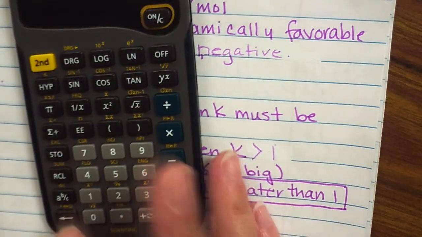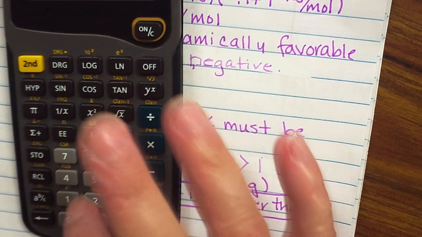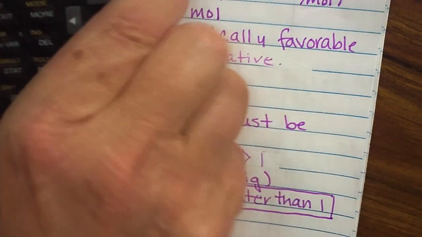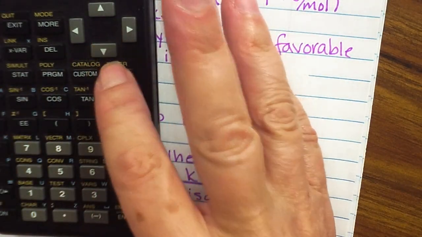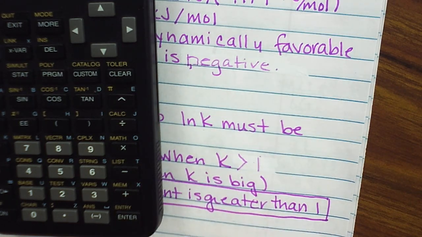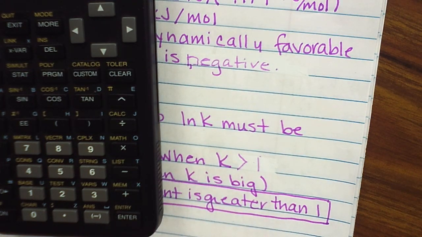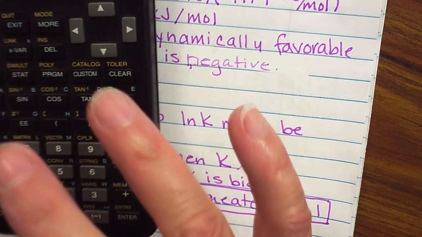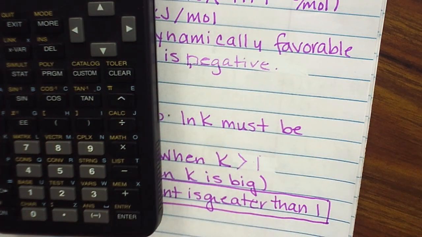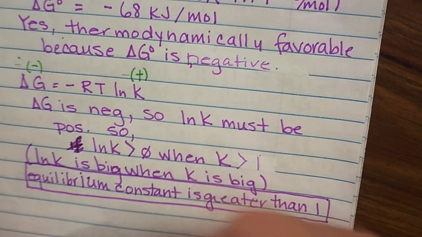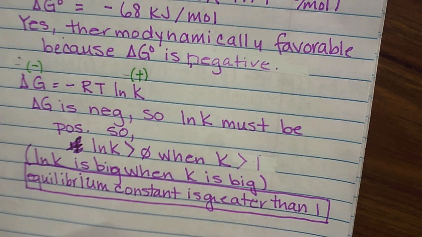Try it. I have this calculator. I'm confused. I don't remember. What do I do? ln of 2, which is greater than 1. Oh, it's positive. When k is greater than 1, ln is positive. What if k is less than 1? ln of 0.2. Oh, it's negative. When k is less than 1, ln is negative. I better write that down so I don't forget and then try it again just to be clear.